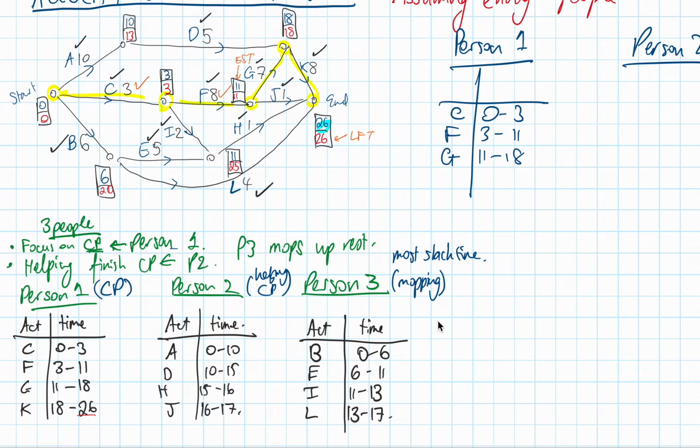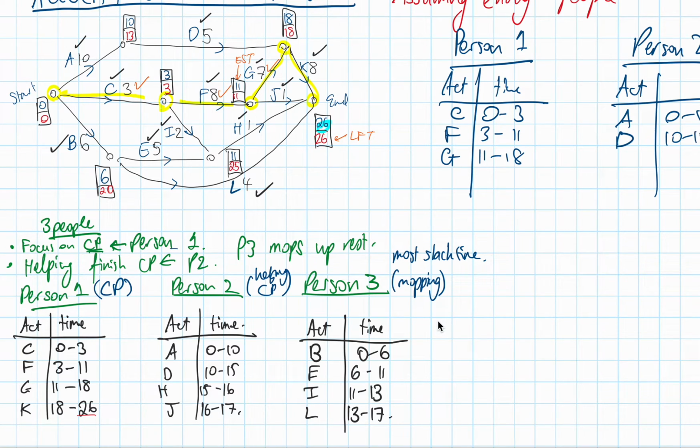Now we can see that the other person has to be helping out with that critical path, because we know the critical path is key to being done. And if we delay the critical path, then we're going to affect our minimum completion time. Therefore, we need person 2 to help with that. So person 2, the first activity they'll have to do, like before, is A for 10 hours, and then job D for 5 hours. Okay.